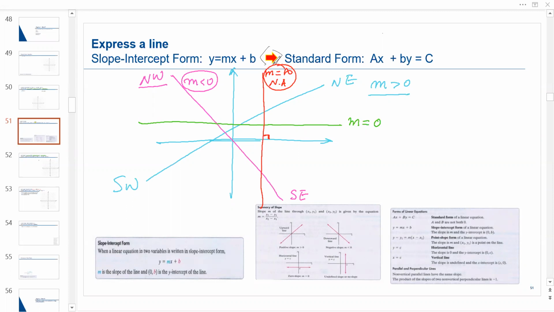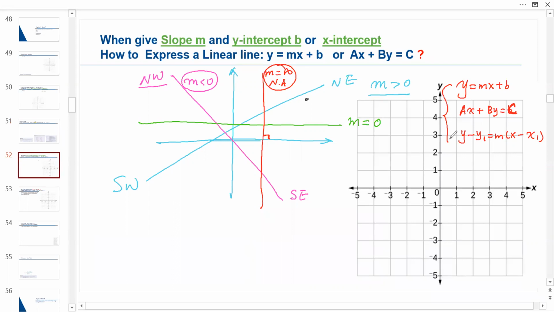All right, so any linear line we can express in slope-intercept format, and can also express in standard format. Or if they tell you one slope and one dot, you can find their linear line, right? So we have three different expressions. All right, that's pretty much it for this week.